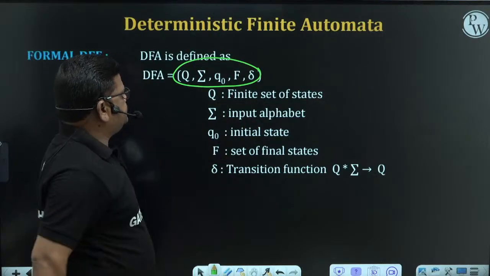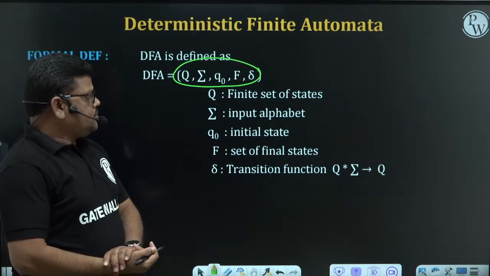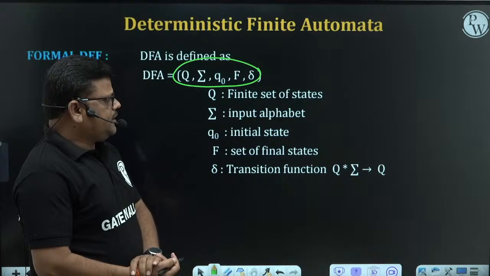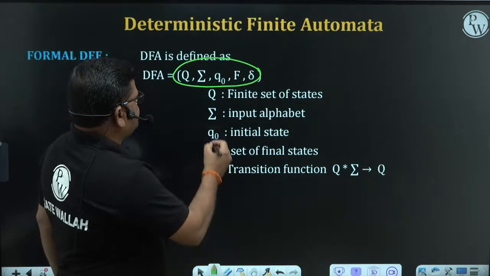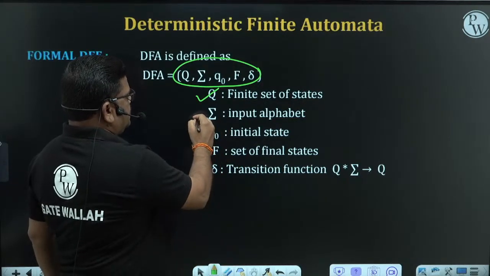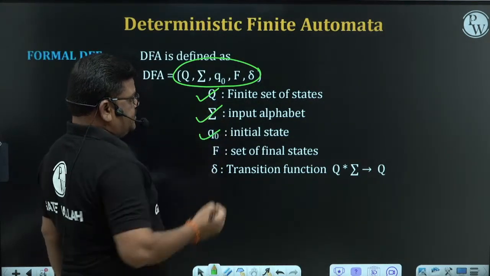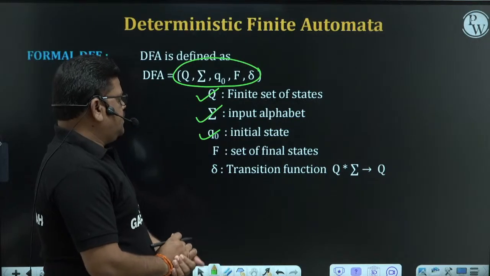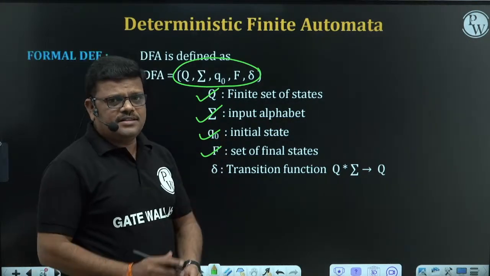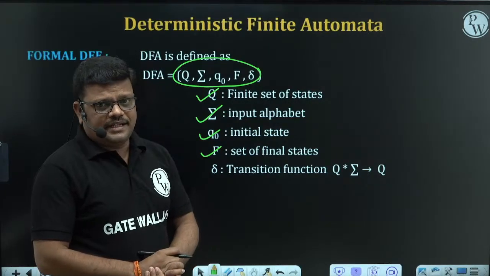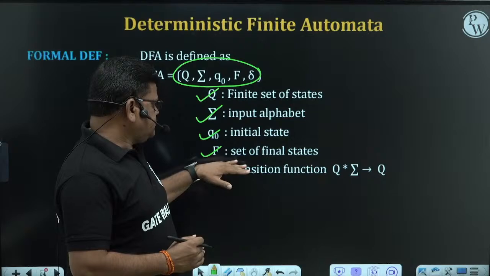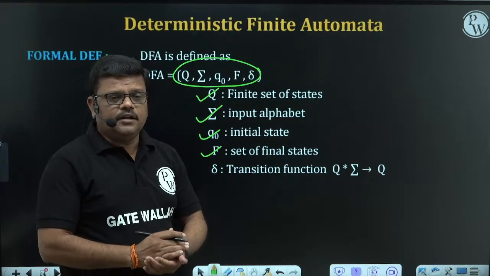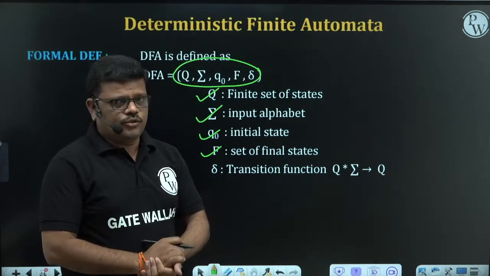5-tuple definition. If in any finite automata all these 5 things exist, we can confidently call that automata a deterministic finite automata. What are these 5 things? Q is a finite number of states, sigma is the input alphabet, Q0 is the initial state, only one initial state. The number of initial states in any finite automata is only one. F is the set of final states. How many final states are allowed in a given DFA? The number of final states can be anything. 0 final states are allowed because it is a set of final states. The number of final states in a given DFA can be 0, 1, 2, 3, n final states also possible here.